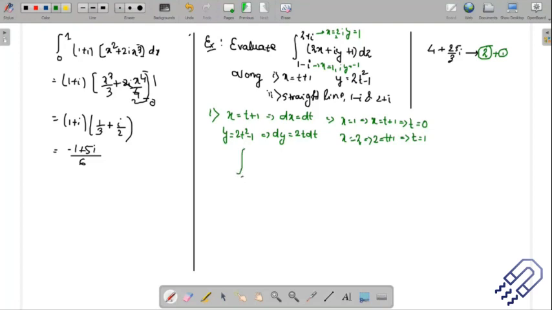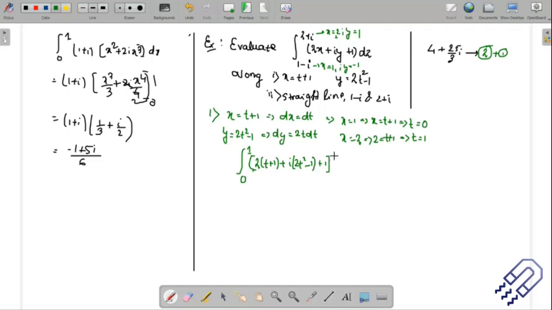We can just put the limits as 0 and 1, and this is 2x, so this is 2 times x, which is nothing but t plus 1, so I'll put 2 times t plus 1 plus i times y, which is 2t square minus 1, and then we have plus 1, and then dz.